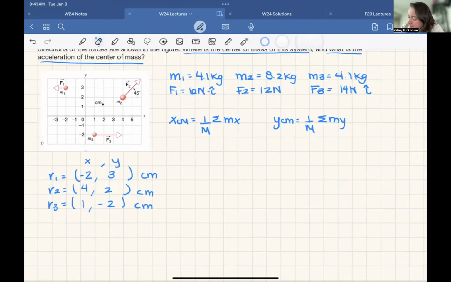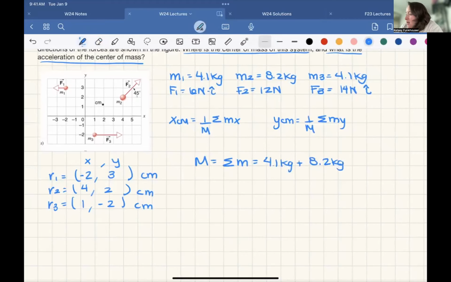So let's find the x coordinate of the center of mass. Actually first, sorry, let's find the total mass, which is just the sum of all the masses. So it is 4.1 kilograms plus 8.2 kilograms plus 4.1 kilograms. And that gives us 16.4 kilograms as the total mass of the system.